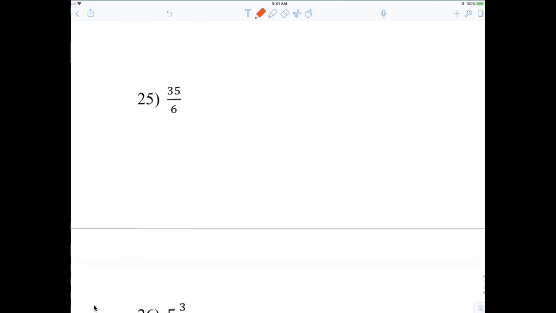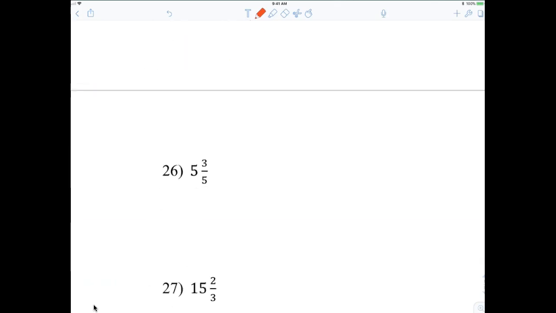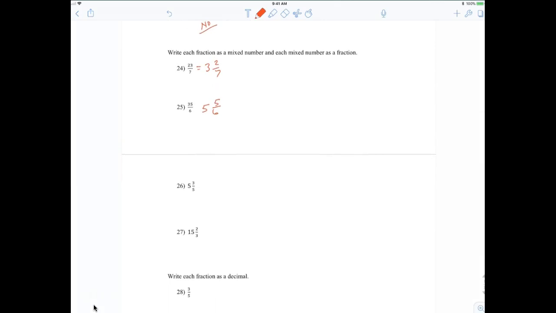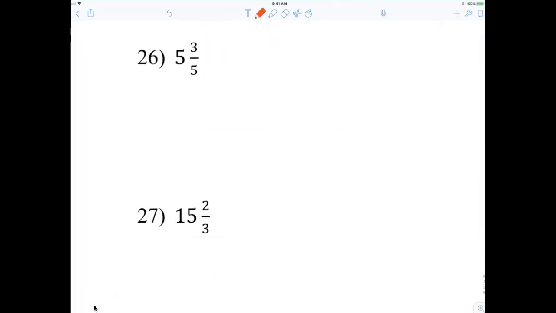So, 6 times 5 is 30. So it can go 5 times. Right? That's exactly right. 5 and 5/6. Okay, now we're going to have to write it as an improper fraction. So 5 times 5 is 25, with 3 left over is 28. So it would be 28 over 5. Very good.